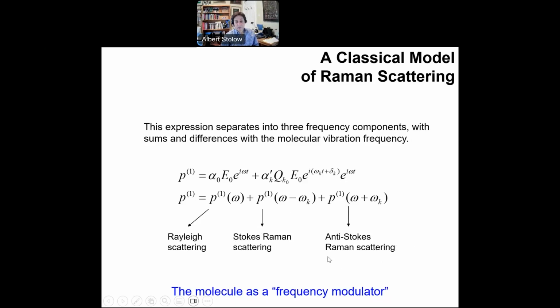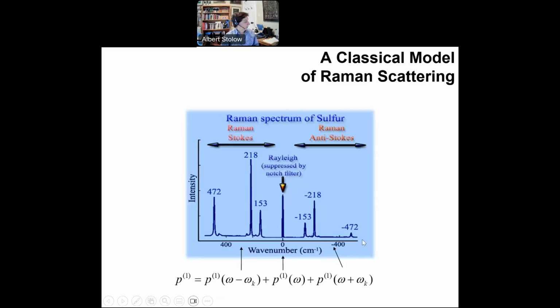In this case, the modulator is a molecule. So in this picture, here's a solid, sulfur, and here's my laser light, which I have greatly suppressed with a filter. If I look very carefully with a spectrometer, I will see sidebands of this laser light that are shifted by these amounts here. Those are measured in what are called wave numbers, which is related to the vibrational frequency.